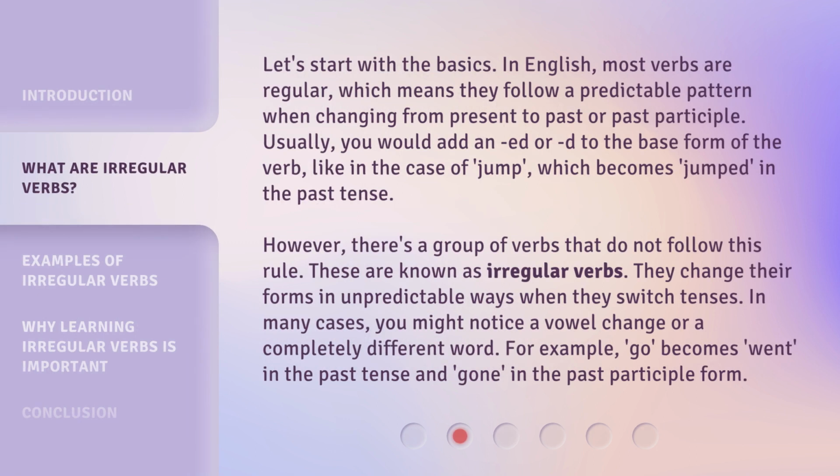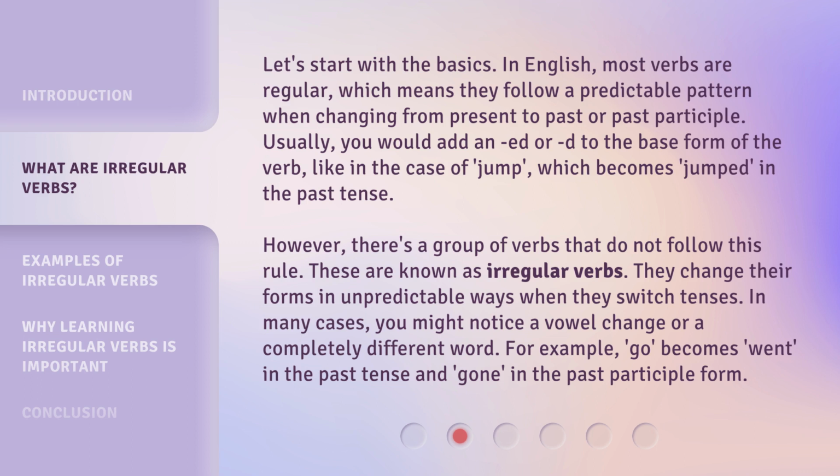Let's start with the basics. In English, most verbs are regular, which means they follow a predictable pattern when changing from present to past or past participle. Usually, you would add an ed or d to the base form of the verb, like in the case of jump, which becomes jumped in the past tense.